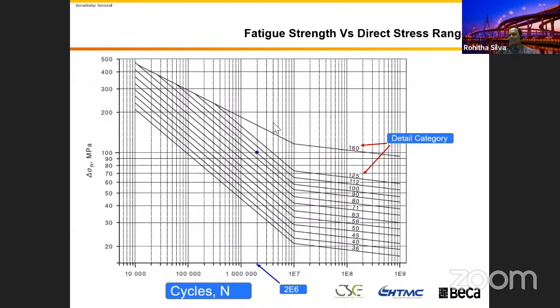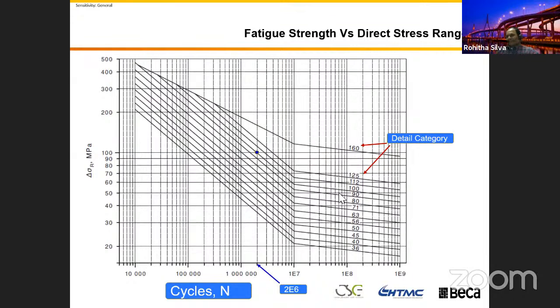You can see if you go to the left hand side of the curve, if your number of cycles is less than 2 million, your fatigue strength is higher. If you go more than 2 million cycles, it's going down, because the higher the number of cycles, the more the strength goes down. These are logarithmic curves. Because of that, they linearize them for design purposes.